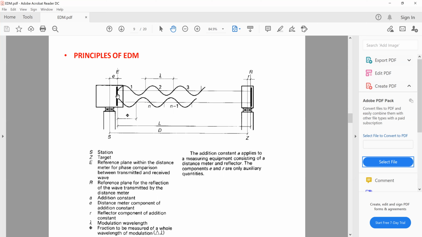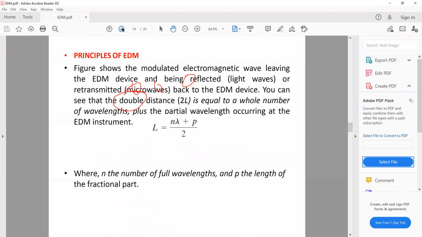So what it does is that it measures the total number of complete wavelengths. So you have one wavelength, two, three, and whatever the number gets. And when it returns back, there can be a case where the wavelength is not complete. And this is called a partial wavelength.